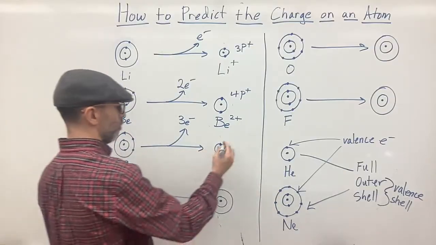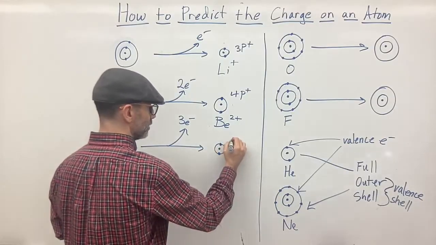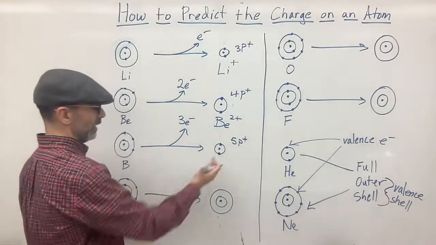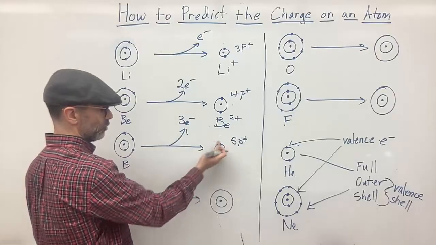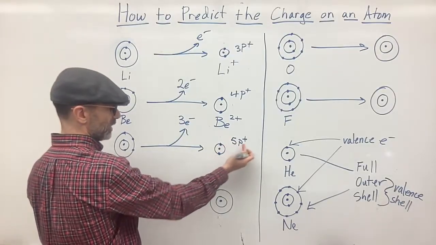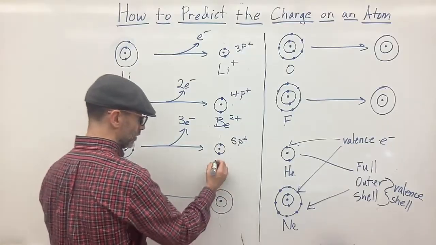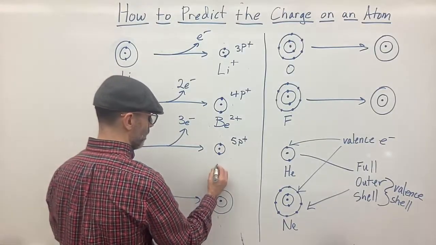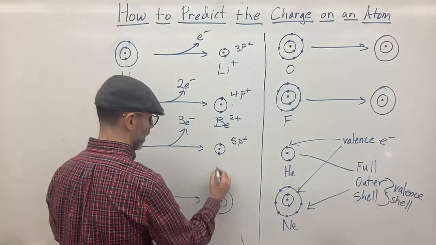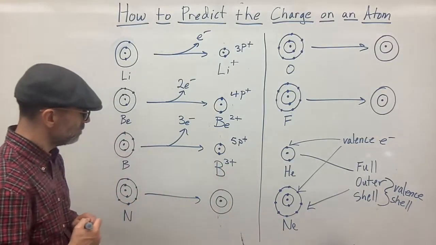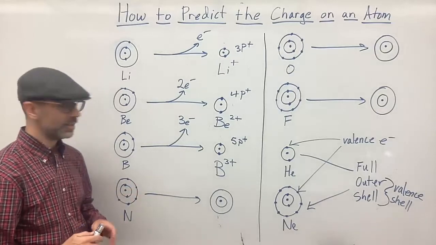And again, boron has 5 protons in its nucleus. It now has only 2 electrons, so that's only going to balance out 2 protons. So there's 3 protons that are not balanced, which means it has a positive 3 charge. So we write that as B3 plus. And we can keep going like this.